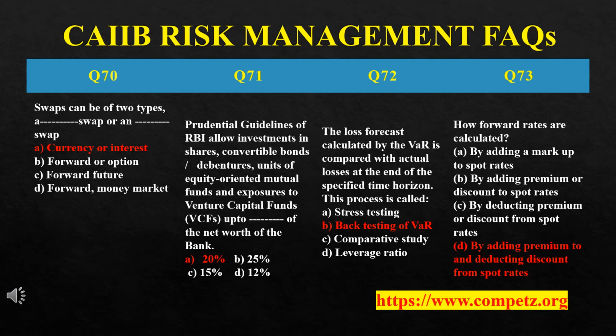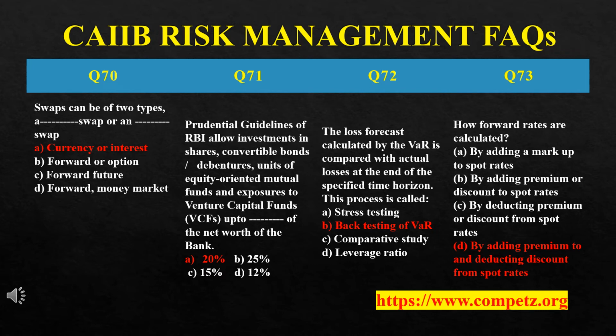Coming to the next question, prudential guidelines of RBI. Prudential guidelines of RBI allow investments in shares, convertible bonds, debentures, units of equity oriented mutual funds and exposures to VCFs, that is venture capital funds, up to dash of the net worth of the bank.